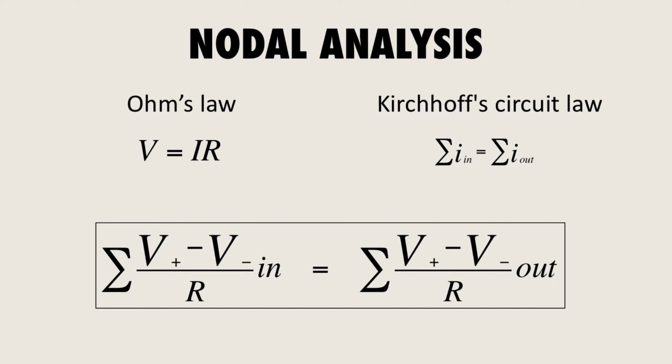We can use Ohm's law to replace I with voltage at positive, subtract voltage at negative node, divided by the branch resistance. From this equation, we can determine our voltage variables.